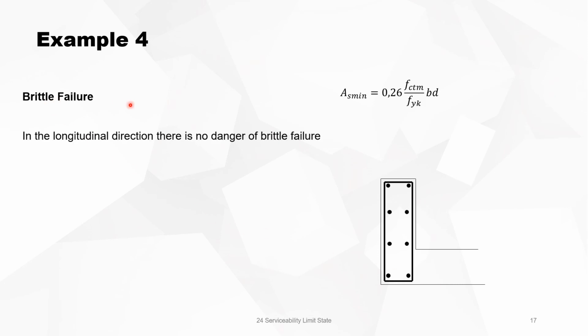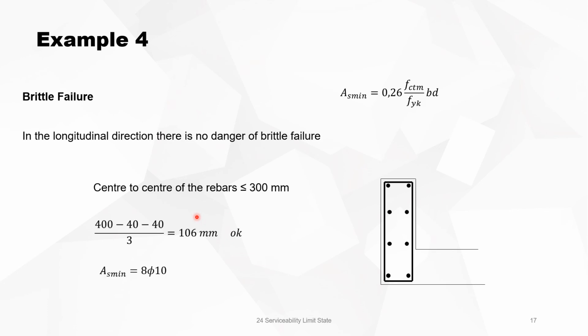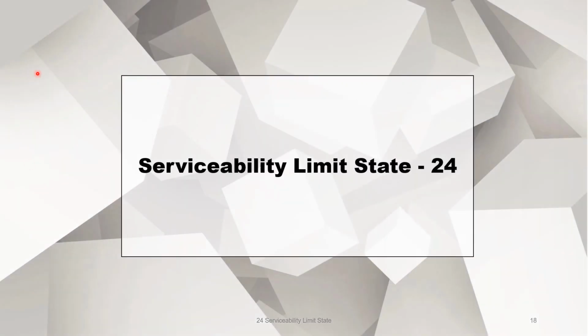For brittle failure, again, there is no danger of brittle failure, so we will leave this out. The center to center of the rebars must be smaller than 300 millimeters. So by checking that, we see that 8 diameters 10 will be all right. You see now the difference directly. Instead of 8 diameters 8, we have now 8 diameters 10. That's only because we limited the crack width. So remember, using a limit to the minimum reinforcement consumes more reinforcement.